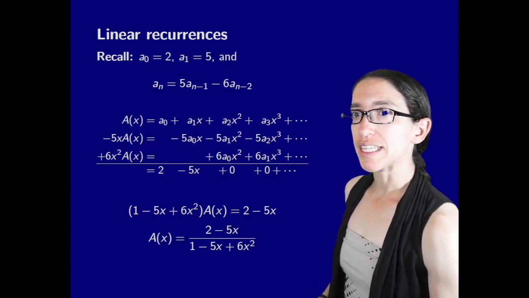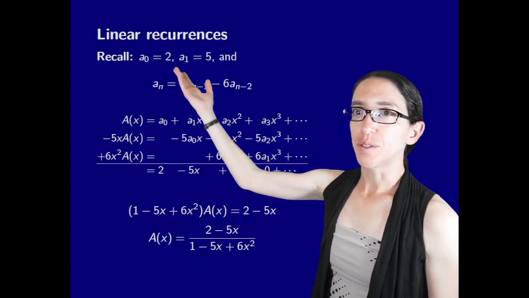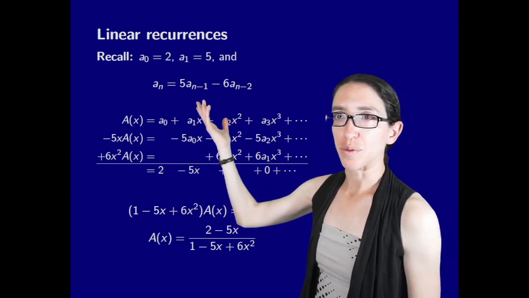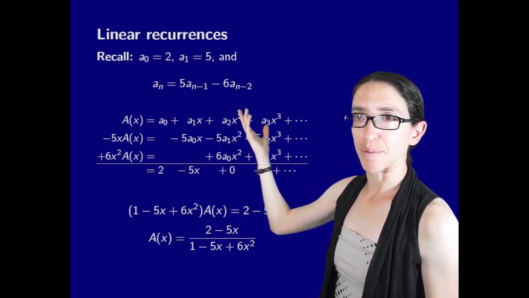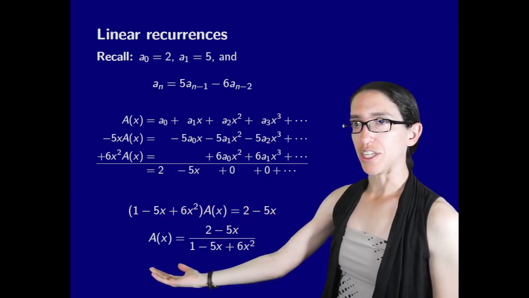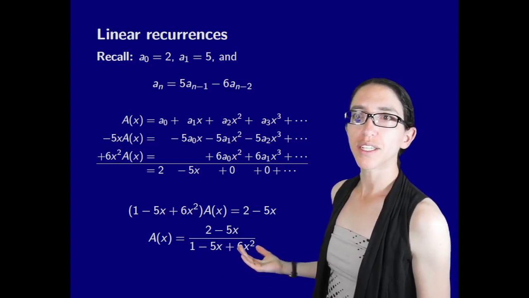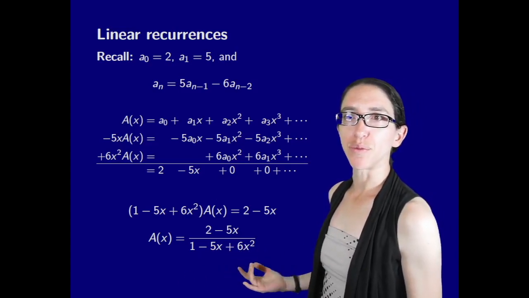So let's first look at the example of a linear recurrence that we've been looking at in a bunch of videos, where a0 equals 2, a1 equals 5, and a_n equals 5a_{n-1} minus 6a_{n-2}. This is all the math that was done in the previous video, where we solved for the generating function of this recursively defined sequence, and we found the closed formula (2 minus 5x) over (1 minus 5x plus 6x squared).